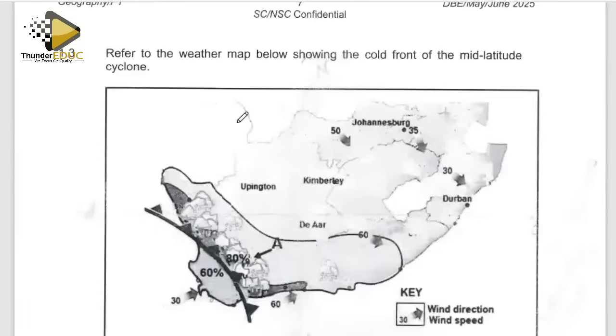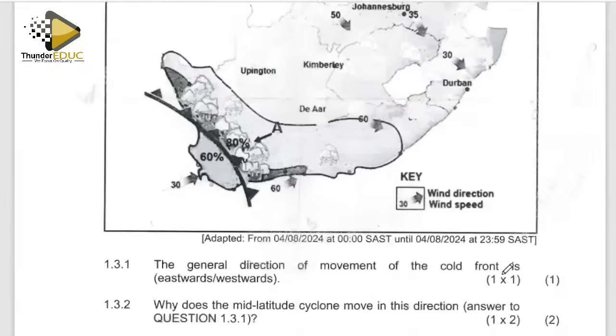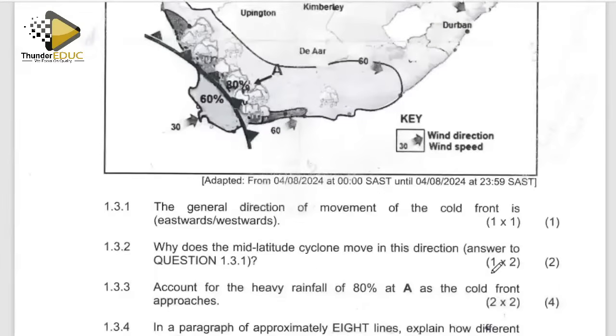The next question refers to the weather map below, showing the cold front of the mid-latitude cyclone. Right, we are seeing that there is a cold front here, which is moving in that direction according to the key which is indicated here. So we are seeing the coming of the cold front over the Western Cape region of South Africa, which is apparently affecting places in the western coast, with high chances of rainfall at 80%. So we want to use that information to answer the questions.